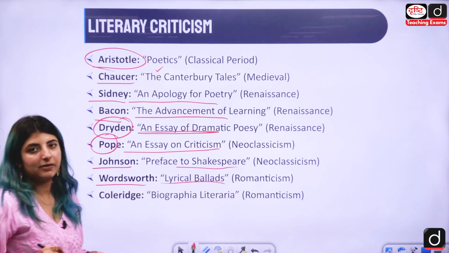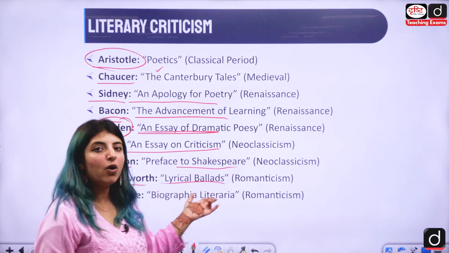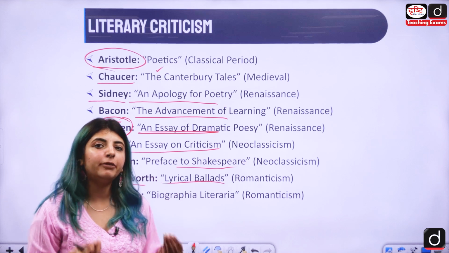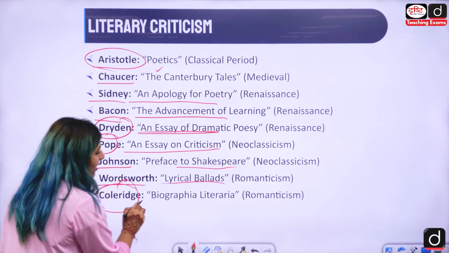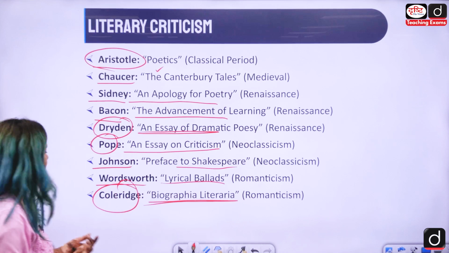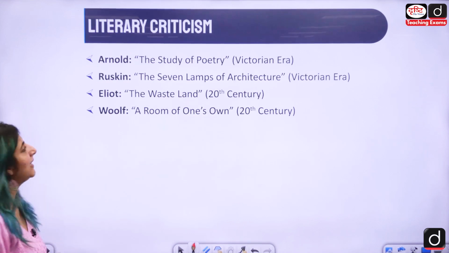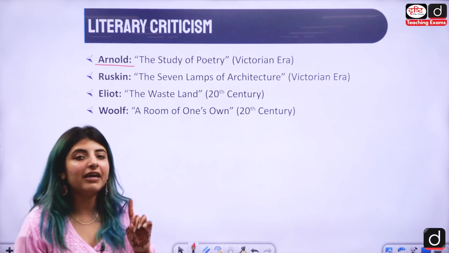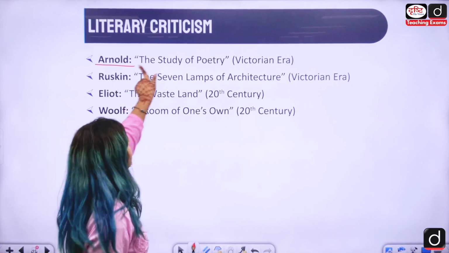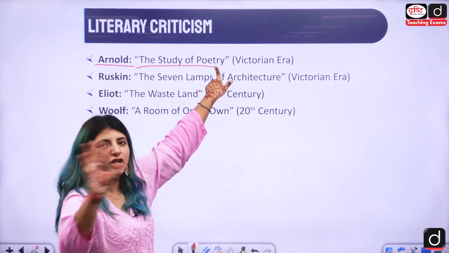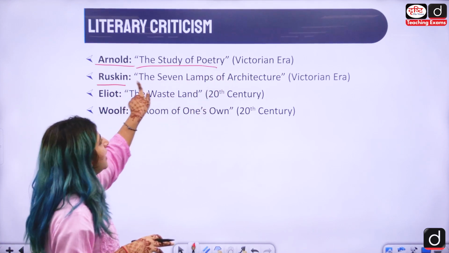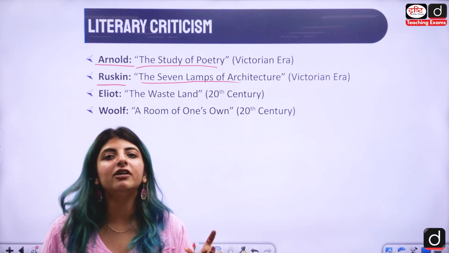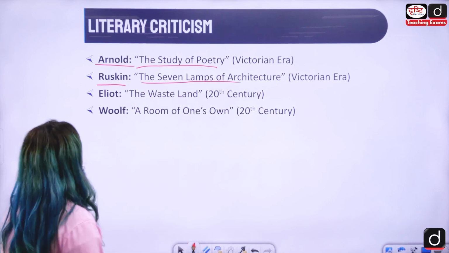Wordsworth, Lyrical Ballads. Not just a piece of poetry, but his theory of poems, that poetry should be for the common people, the common masses. Coleridge's Biographia Literaria from the Romantic period as well is a prominent example. Matthew Arnold, when you're preparing for literary criticism, you cannot ever miss Matthew Arnold, The Study of Poetry. Not just this work, many of his works are important. Ruskin, The Seven Lamps of Architecture, and we also have one work, Modern Painters. Okay, that is also very important.